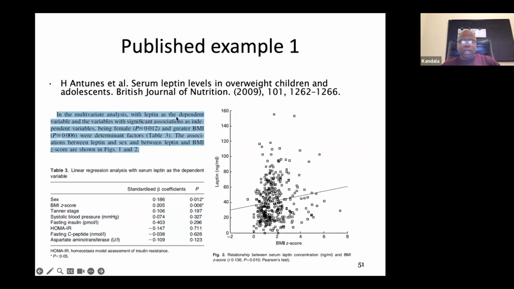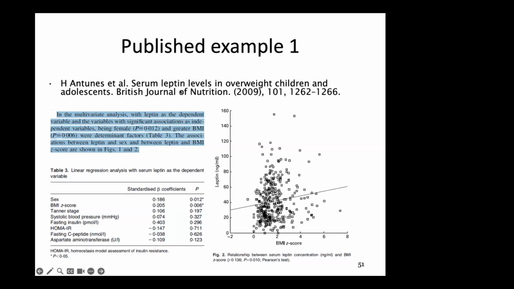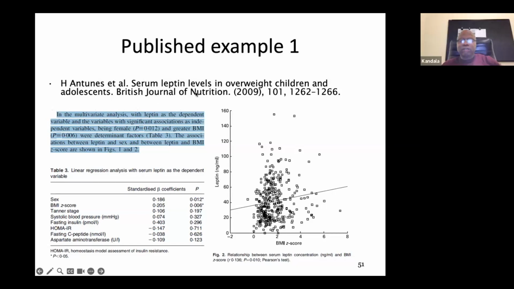So now you have one example of a published study. This is to do with serum leptin level in overweight children and adolescents, and this was published in the British Journal of Nutrition. The report there, you can see highlighted here. Usually you have to report what was done in the simple regression or bivariate analysis and what was done in the multiple regression analysis.